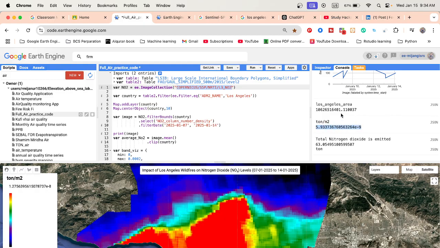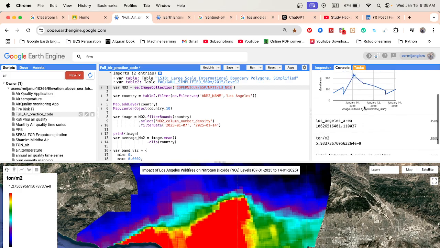And further, we already calculated the total area of Los Angeles. Then we simply multiply this, our per meter square how much ton, and this, our total area. Simply multiplying these two values, we can easily get this result, 63.05. This is the total emission between this time period, 7th January to 14th January 2025. We find that the total concentration of nitrogen dioxide is 63.05 ton.